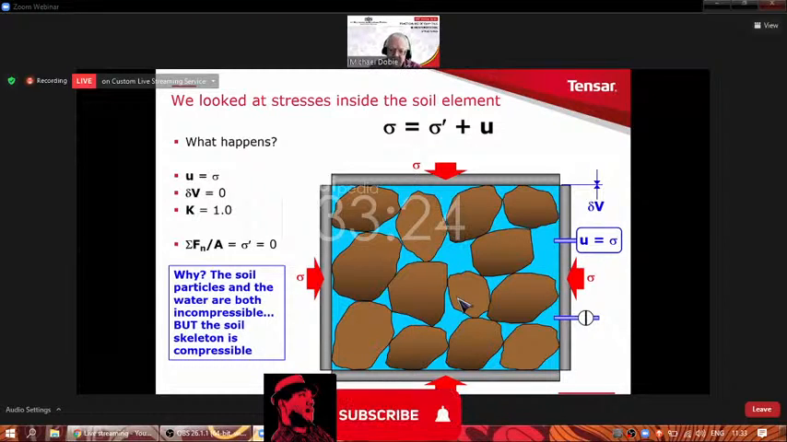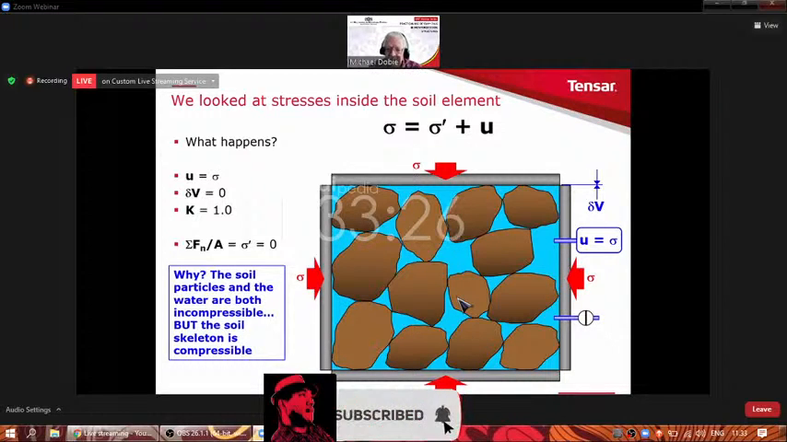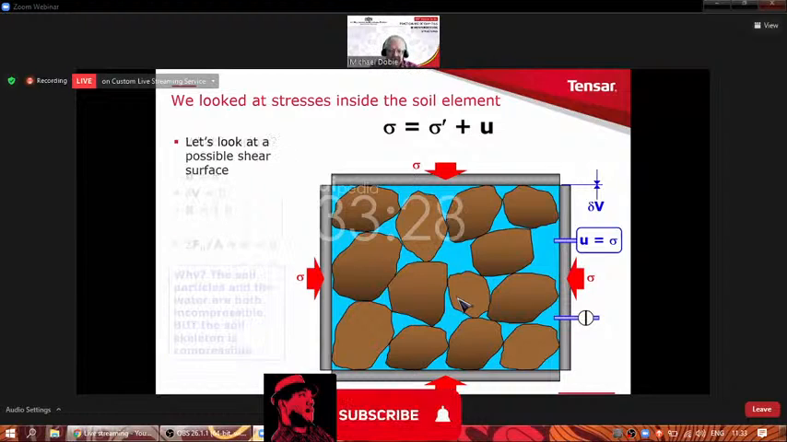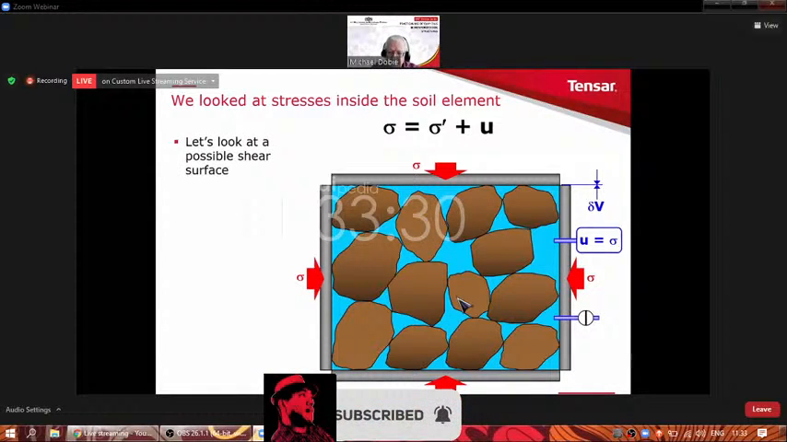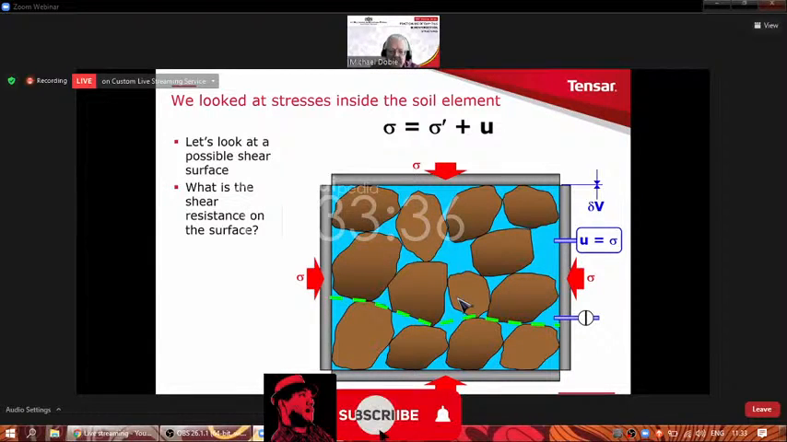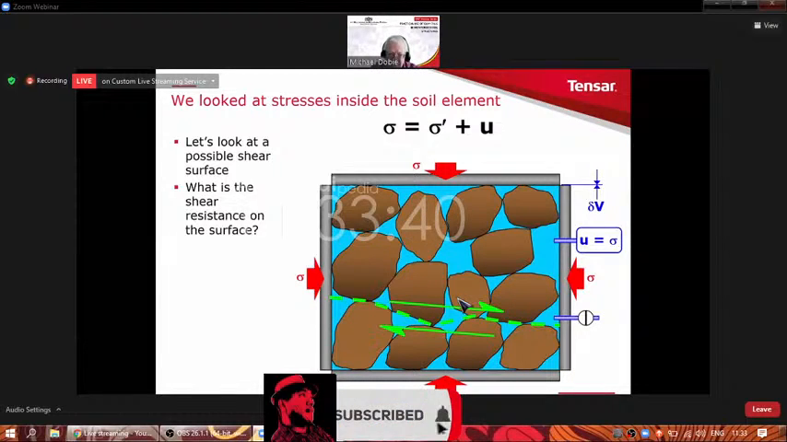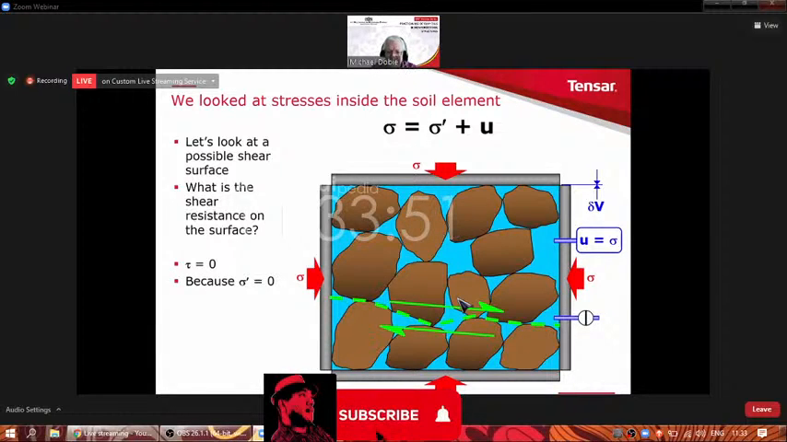So that's the situation when we apply an undrained loading to a saturated soil. This means that if we look at a possible shear surface inside there, and we consider what's the resistance to shearing on that surface, then the answer is it's 0. We're just ignoring the weight of the soil particles. So it's 0 because the effective stress is 0.